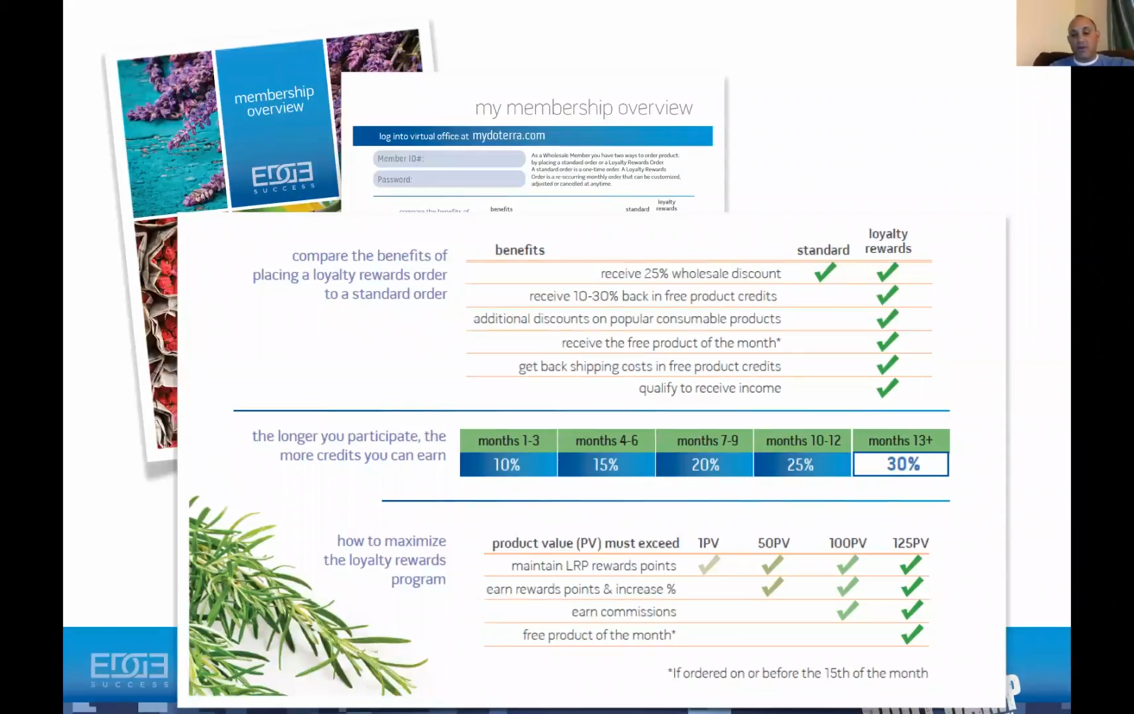Hopefully you've allotted 45 minutes or maybe an hour for this membership overview. And so don't try to feel like you're going to rush through it. Look at all those green check marks over there with the loyalty rewards and only one check mark in the standard order. So you're going to start teaching people, hey, when you're going to put an order in, let's make sure it's an LRP order.